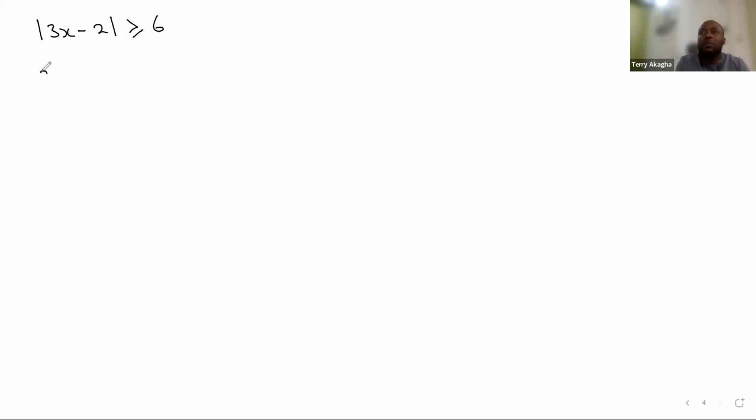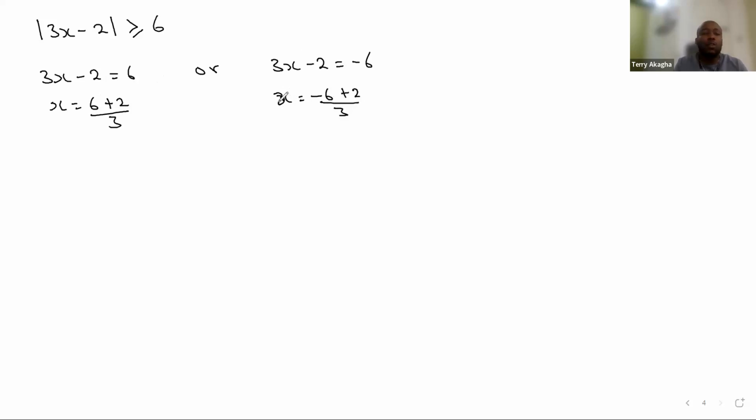The same thing, it's going to be 3x minus 2 is equal to 6, or you have 3x minus 2 is equal to minus 6. You solve it, then x is going to be 6 plus 2 divided by 3. You take 2 to the other side, or 3x is going to be minus 6 plus 2 divided by what? 3. So 6 plus 2 will give you 8 over 3, right? So the main thing is that you have to ensure you equate it to both positive and negative.